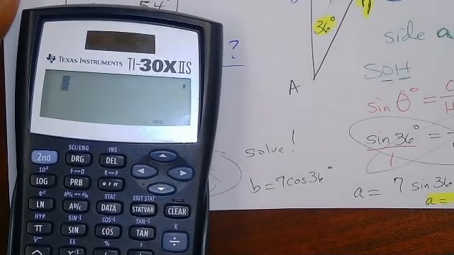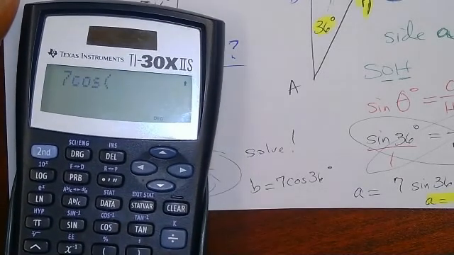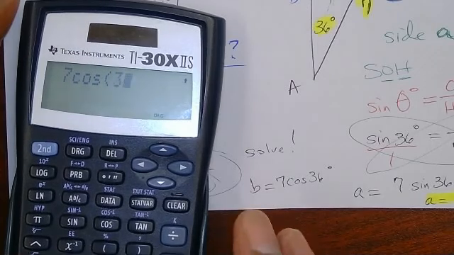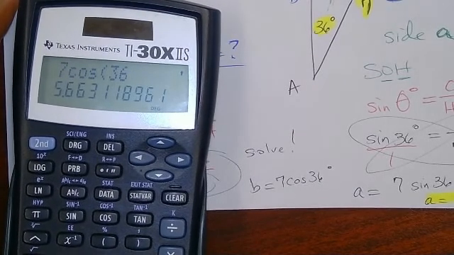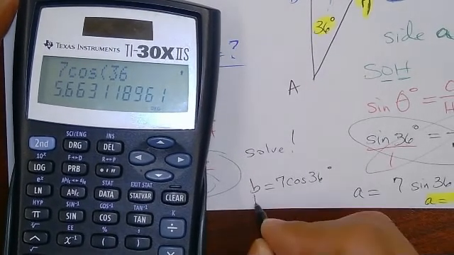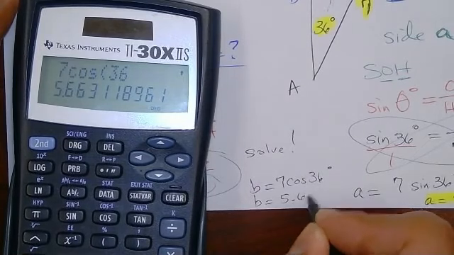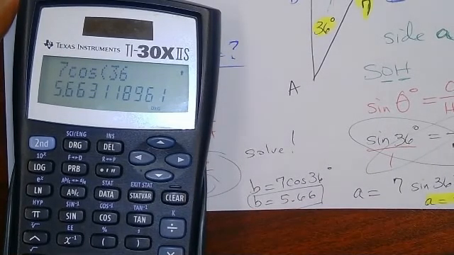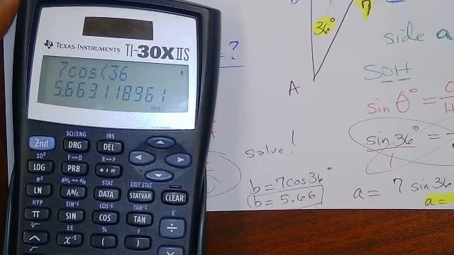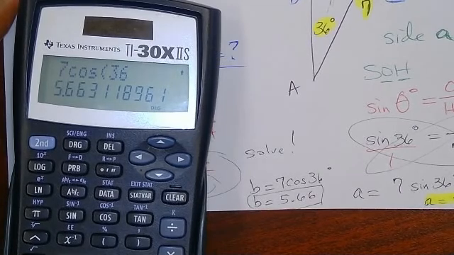And that's when you go to your calculator. 7 times cosine 36 is 5.6631. Okay, we're just going to put 5.66. All right, that's the measure of side B.